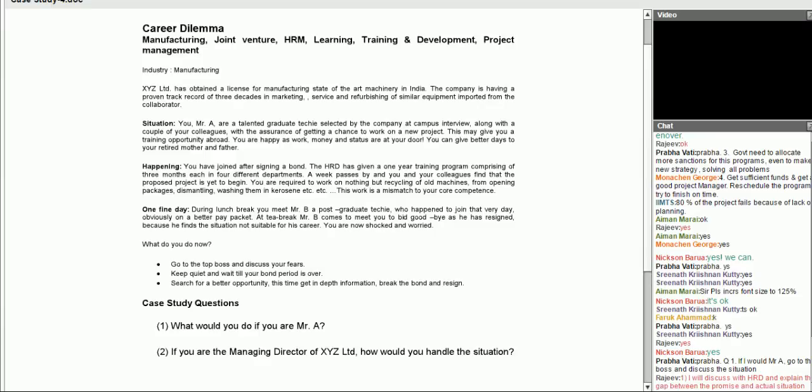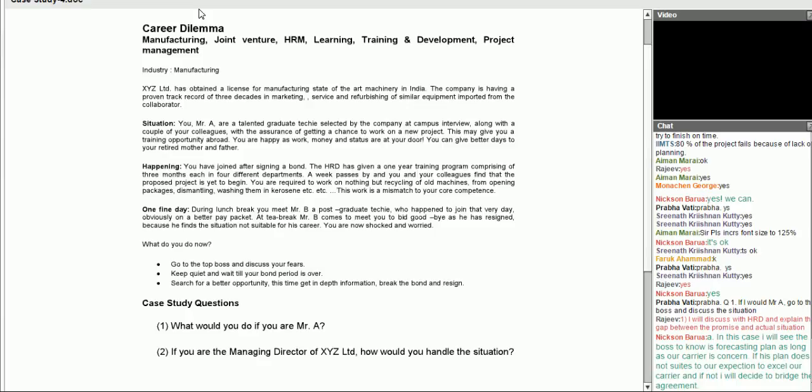Okay, Rajiv says, I will discuss with HRD and explain the gap between the promise and the actual situation. Rajiv, that is okay, but suppose I am the HRD and we had a discussion, say, 1 year back. I have not given you in writing that this is a promise I have made. Suppose I come and say to you, there is no such promise I have made. What will you do then? Because in an offer letter, nothing is written that you will be given this specific job. You are a fresher and you have been hired as an engineer. That's all.